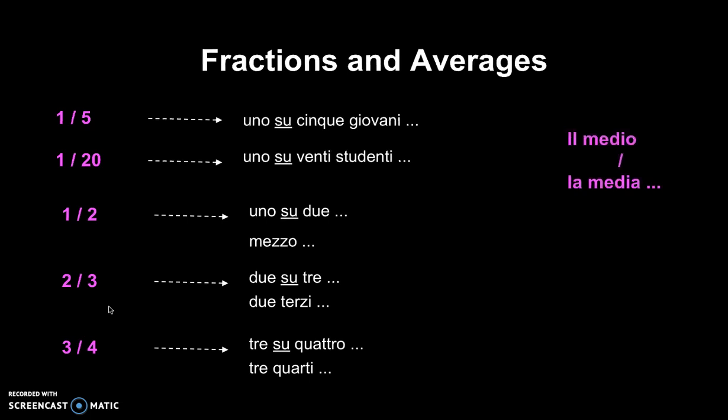Another important term when talking about averages is il medio or la media, the average or mean. So for example, 7 era il voto medio agli esami. 7 was the average mark at the exams. Or in media, 2 persone su 3 usano troppo il cellulare. On average, 2 out of 3 people use their phone too much.